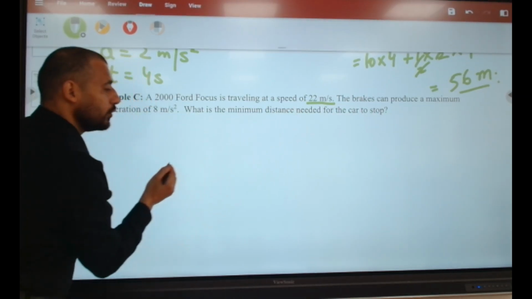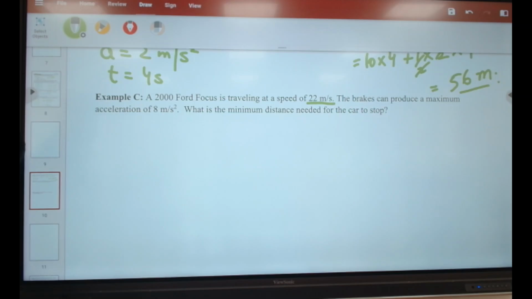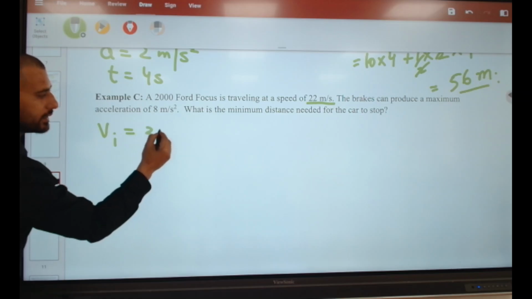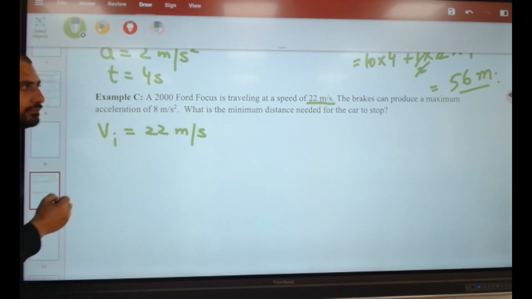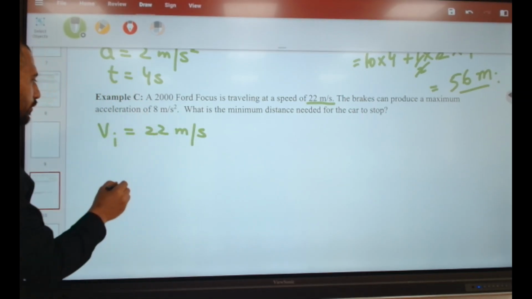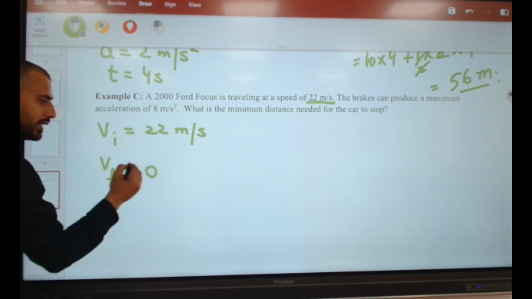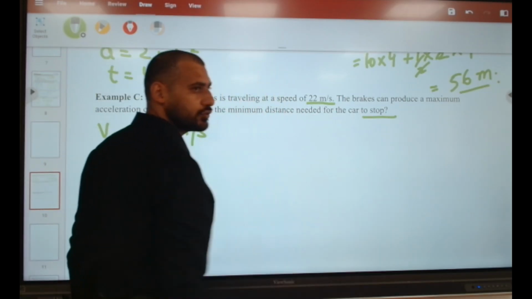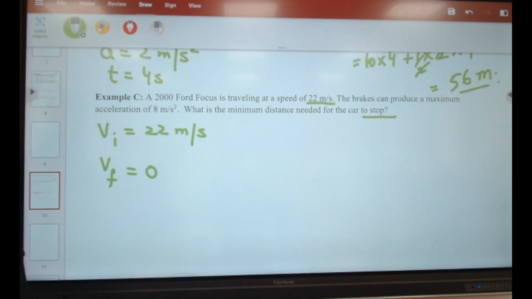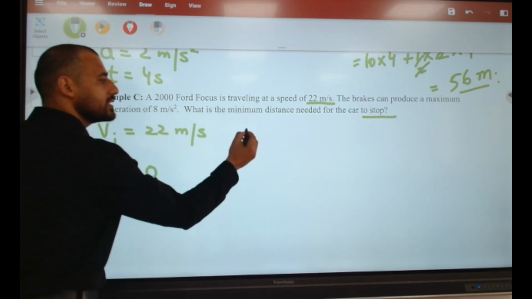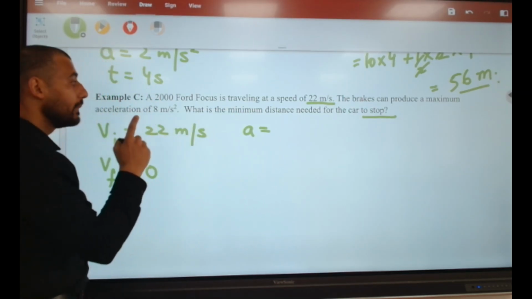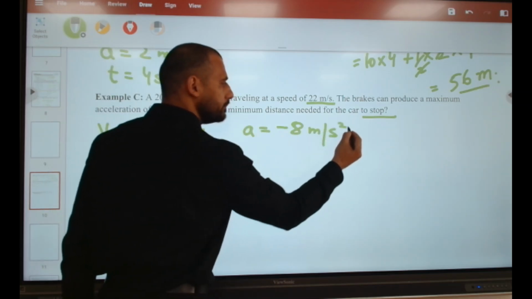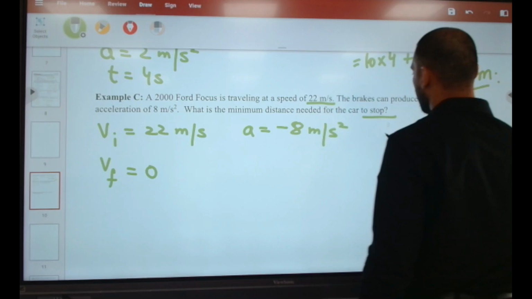Okay. The speed is 22. Is it the initial speed? The initial speed is how much? Yes, it is 22 meters per second. Final is 0. Very good. The final velocity is 0 because the body is going to rest, because he asks what is the minimum distance needed for the car to stop. Stop means final will be 0. So acceleration is how much? Yes, -8, called retardation. Is that fine? Now we have to find delta x.